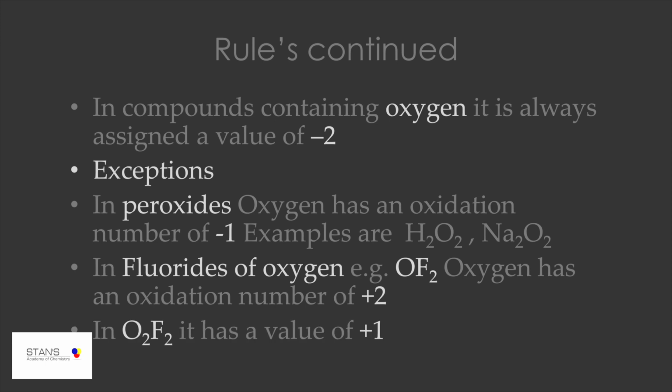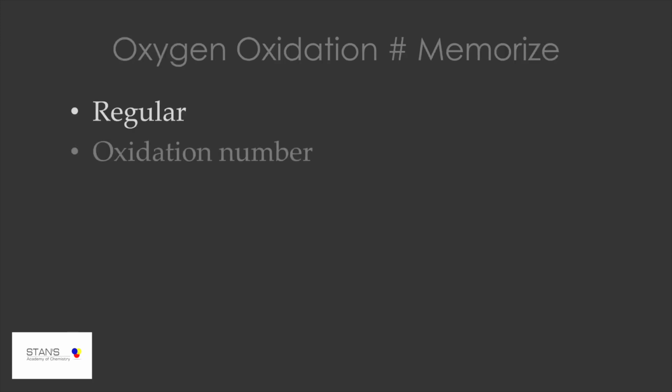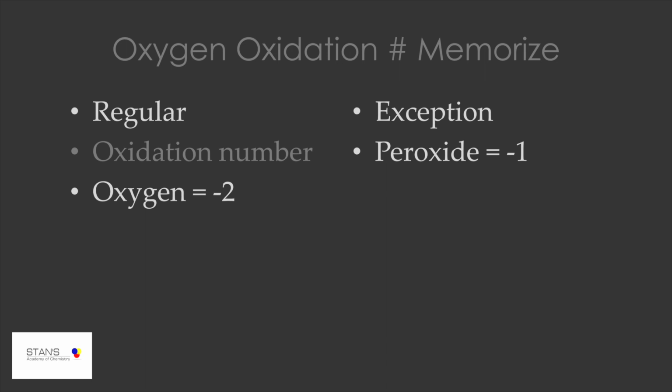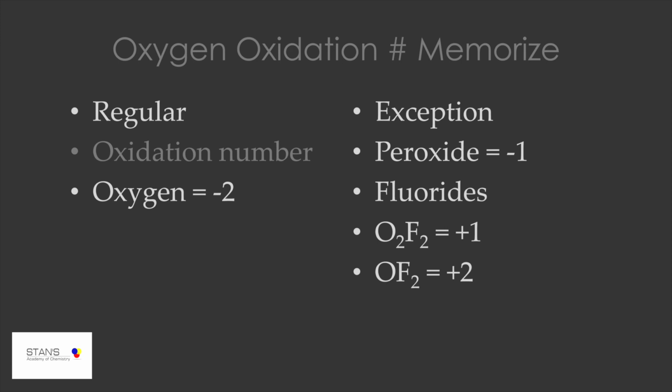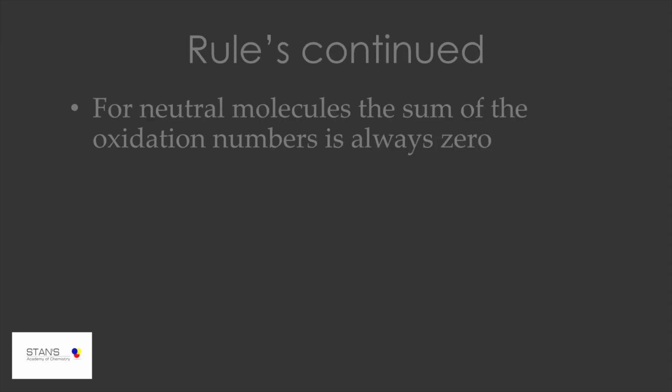The second compound fluorine can form with oxygen is O2F2. And in this case, when you calculate the value of the oxidation number of oxygen for a single atom, it is found to be +1. Regular oxidation number of oxygen in most of the compounds is -2. Exception in peroxides is -1. In fluorides, 2 of them: in O2F2 it's +1, in OF2 it's +2. You may want to recall this information. It may come in handy while balancing equations. For neutral molecules, the sum of the oxidation numbers is always 0.